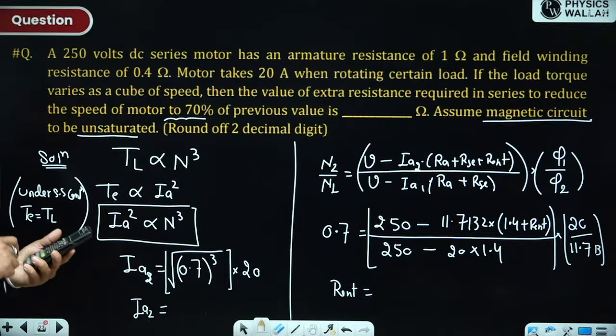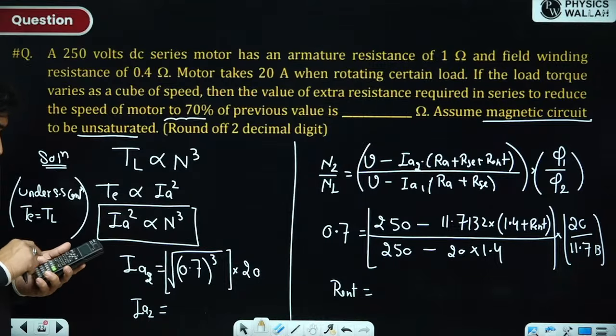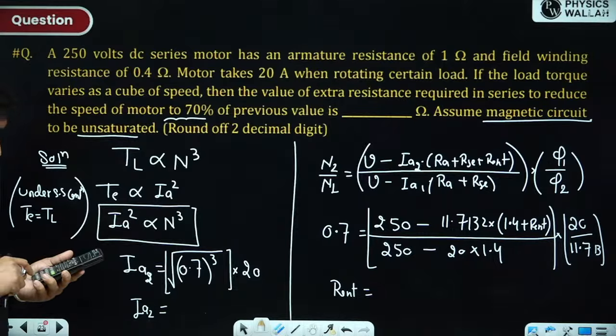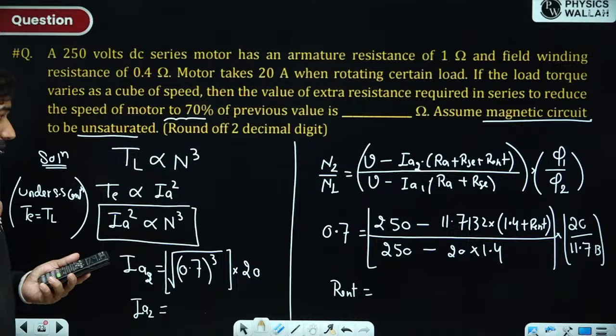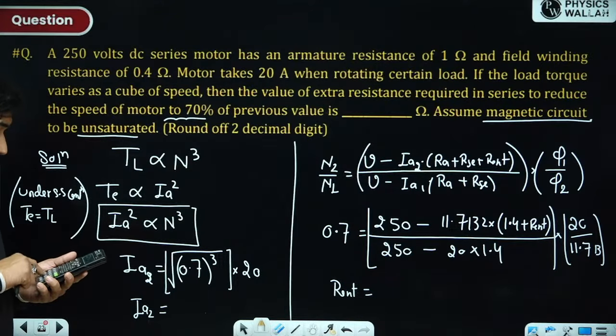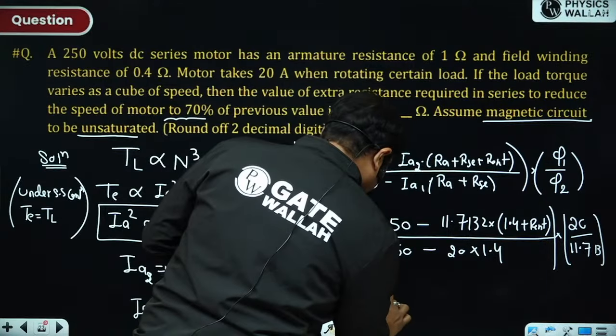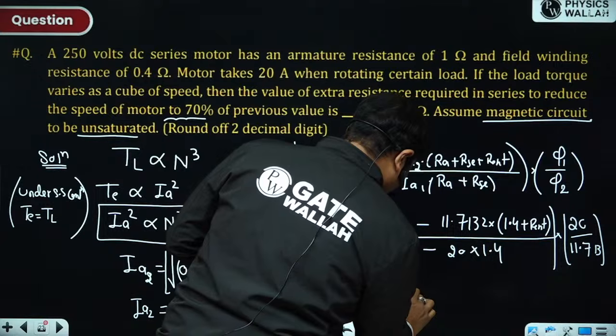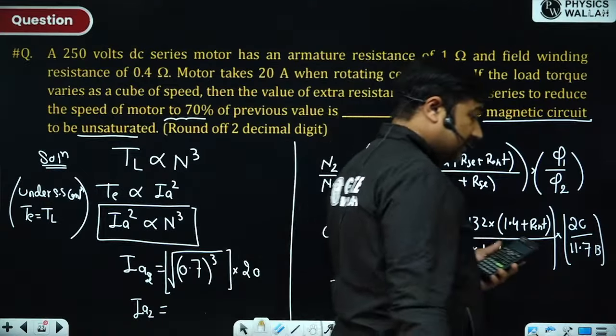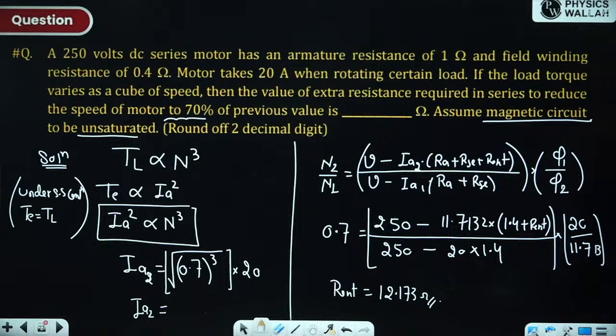So this will become 0.7 into 250 minus 20 into 1.4, divided by 20. 250 minus answer, 11.7132 minus 1.4. So I am getting nearly 12.1723. Can you check the calculation, beta ji, from your side? Kindly do the calculation from your side as well.